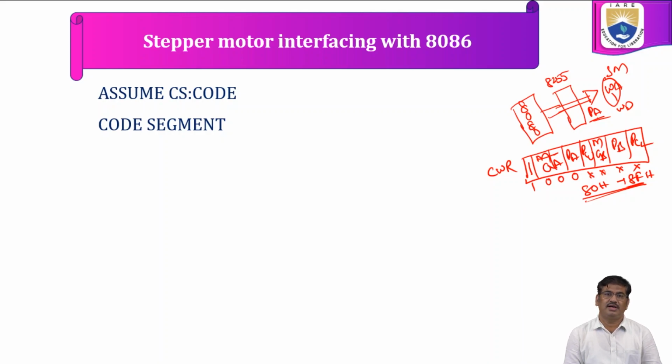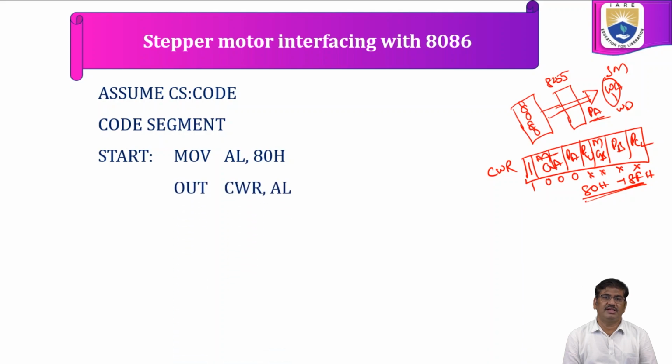So we will send 80 to the control word register. For sending the control word, we use the instruction MOV AL, 80H. Then we will send MOV control word register, AL. Once the control word register is configured, we have to give the pulses for the excitation. So for excitation, either we can give 11H or 22H or 44H or 88H if it is single excitation.